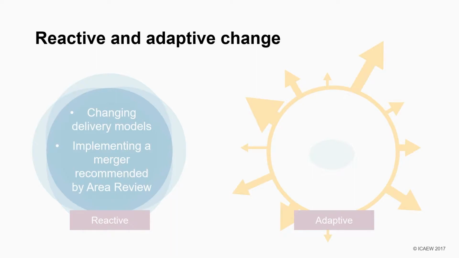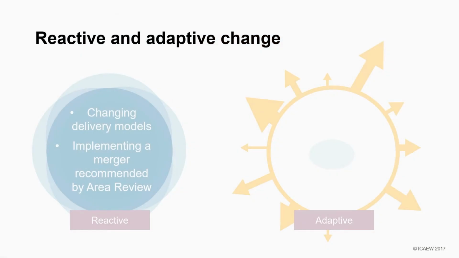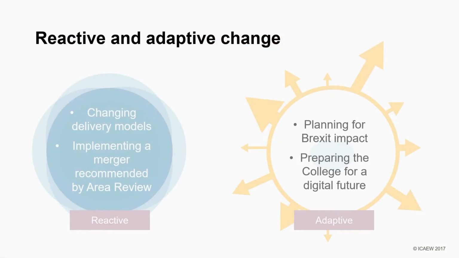Adaptive change can be much more difficult to define and prepare for. It often emerges from a high degree of uncertainty about the future and requires long-term thinking that can be missing from the planning and implementation of reactive change. So, looking to the future and thinking about what might impact the College of 2025 and beyond. Examples of adaptive change may be the longer-term impact of an event such as Brexit, or perhaps the impact of future digitisation in education, including the use of artificial intelligence.